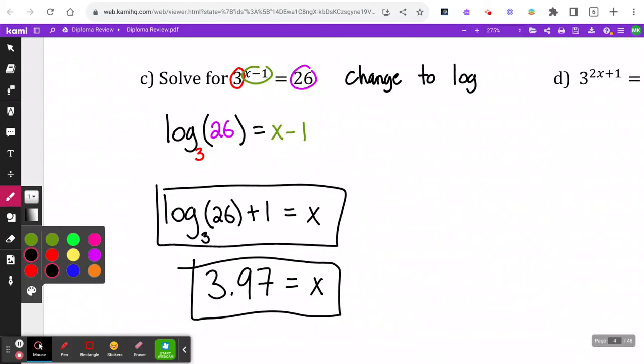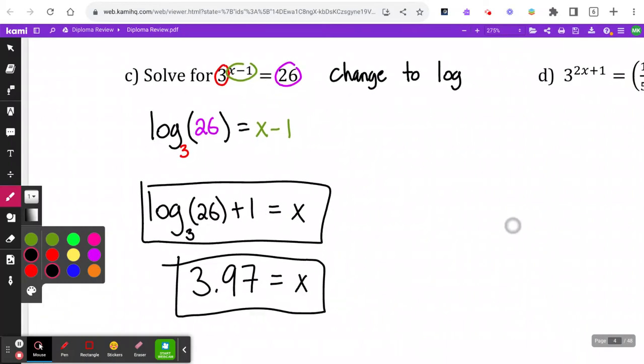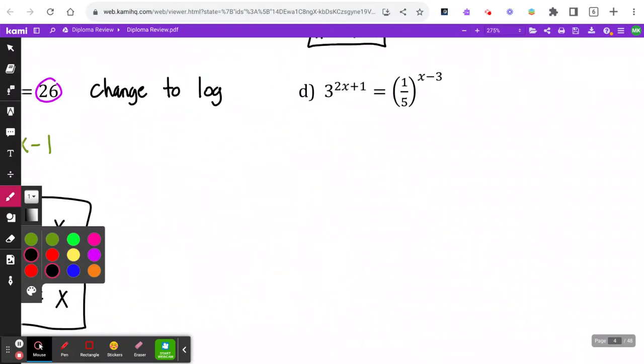One is rounded, one's exact. That is the exact solution. That's rounded to the nearest 100. All right, D. Again, we get this problem where we can't use same bases.